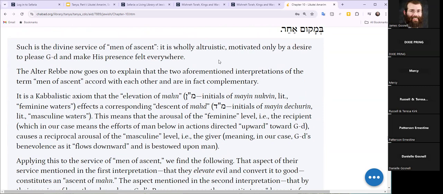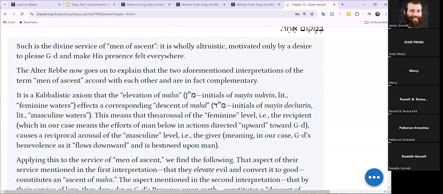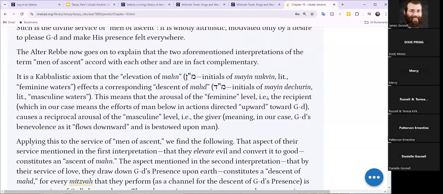It is a Kabbalistic axiom that the elevation of MaN, initials of mayin nukvin, very cool, literally the feminine waters, affects a corresponding descent of MaD, initials of mayin dukhrin, literally the masculine waters. I've heard people spell that or say that mayin dukhrin.